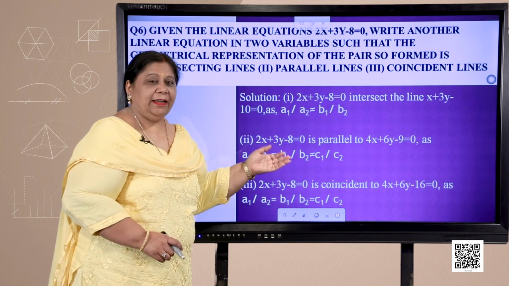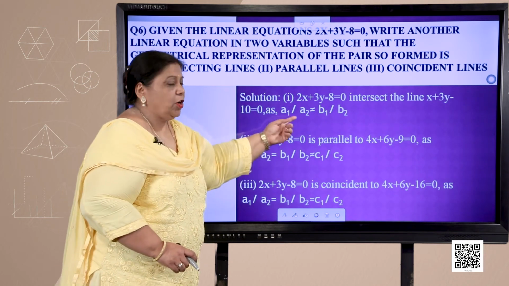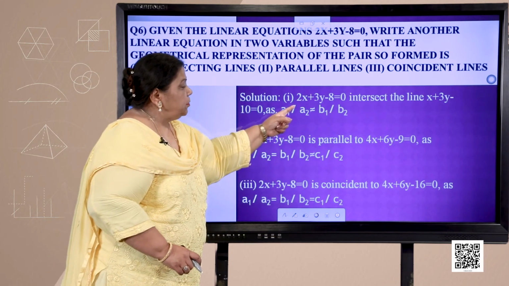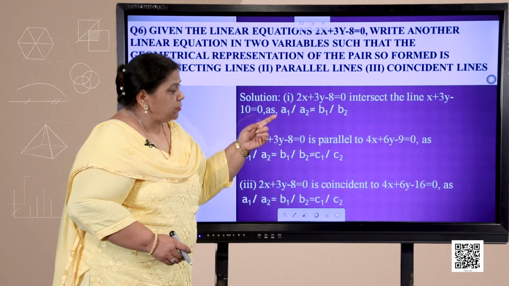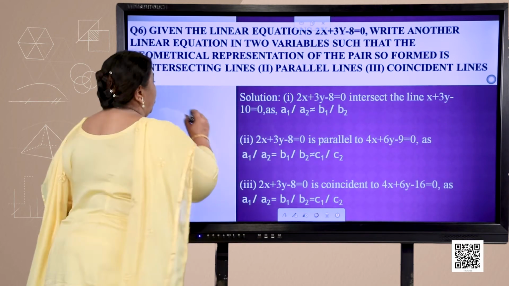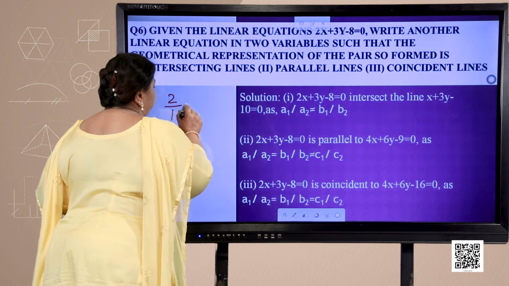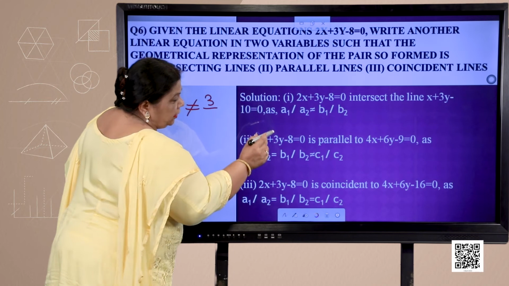So, for this, let us look into the condition for unique solution. A1 upon A2 is not equal to B1 upon B2. In this case, 2x plus 3y minus 8 is equal to 0. We have taken the equation x plus 3y minus 10 is equal to 0. Look here, I have got A1 as 2 and A2 is 1, which is not equal to B1 is 3 and B2 is 3.